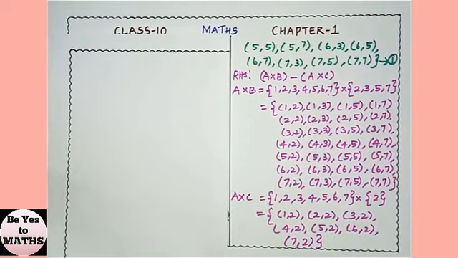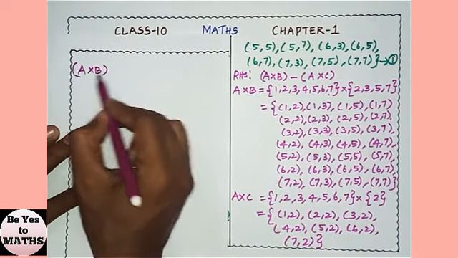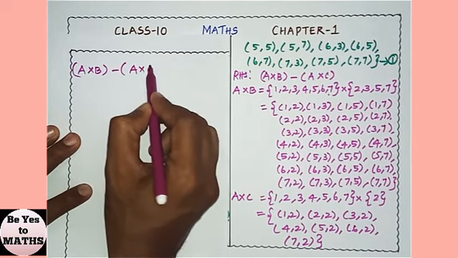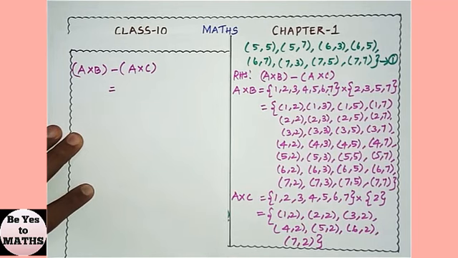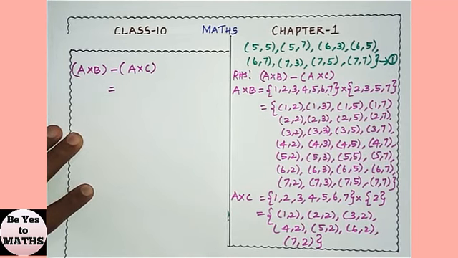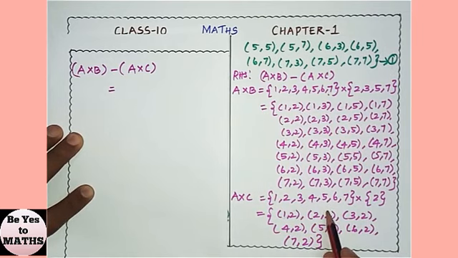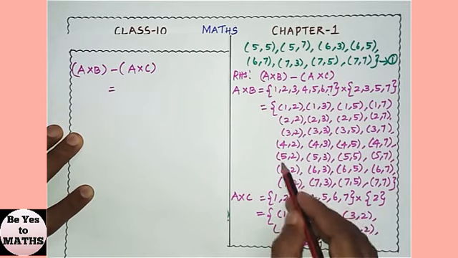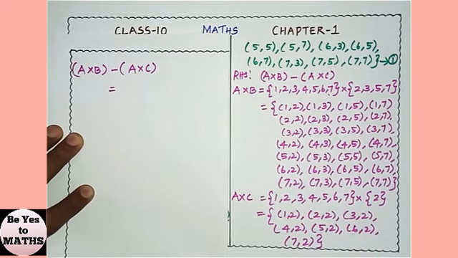Here we see A cross B minus A cross C. So cancel the common elements using pencil. That will be easy. 1 comma 2, 1 comma 2, 2 comma 2, 2 comma 2, 3 comma 2, 3 comma 2, 4 comma 2, 5 comma 2, 6 comma 2, 7 comma 2. And the remaining elements in the first set is the answer.